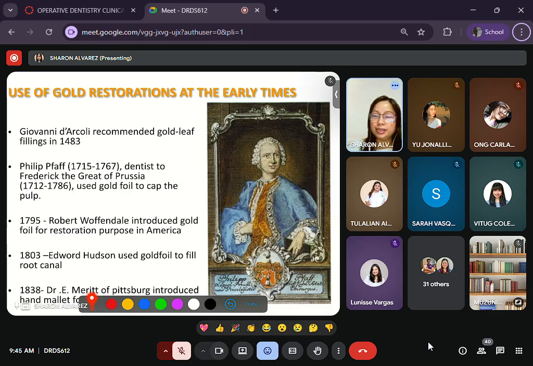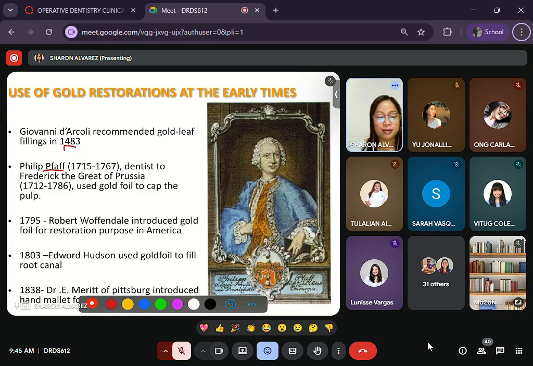Gold is one of the earliest materials available in dentistry. As a matter of fact, as early as 1483, it was reported in literature that Giovanni di Arcoli recommended the use of gold leaf fillings for restoration. And then Philip Pfaff, the dentist of Frederick the Great of Prussia, used gold to cap the pulp for direct pulp capping.